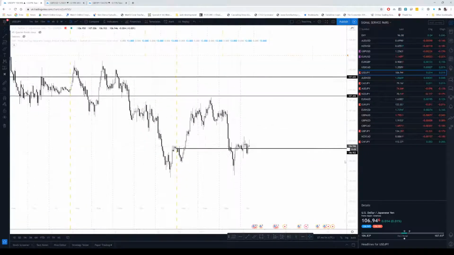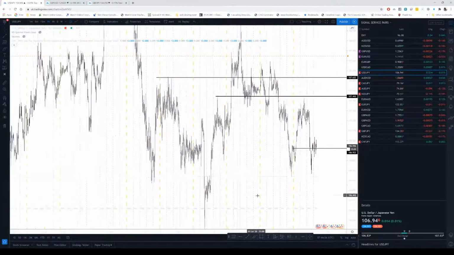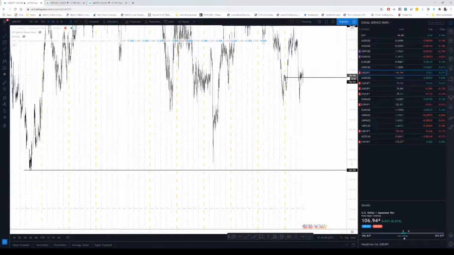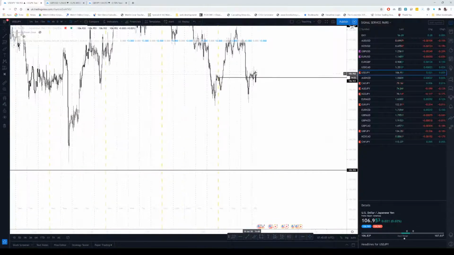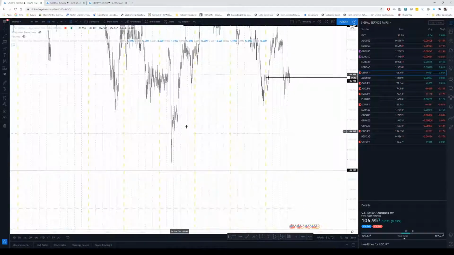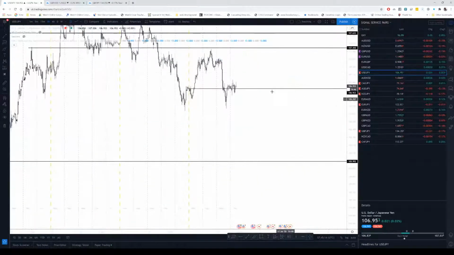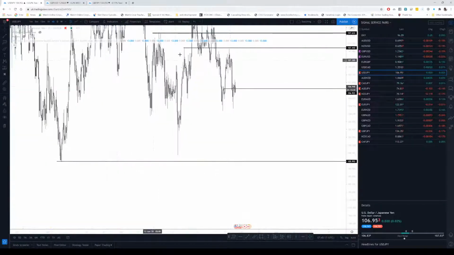I still fancy this to continue going down, ultimately, to take out this low. If we do continue to see the bearishness in dollar, then I still fancy this to fall even further to here. But we will be taking another position on a retracement right now.